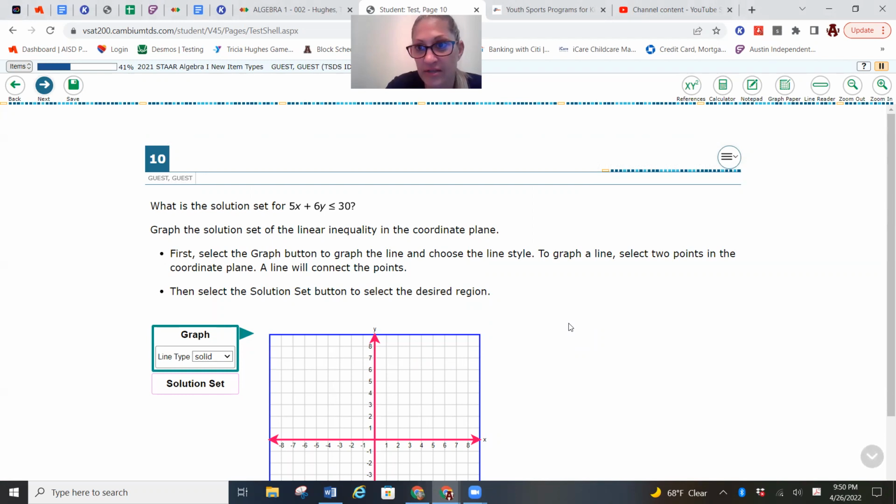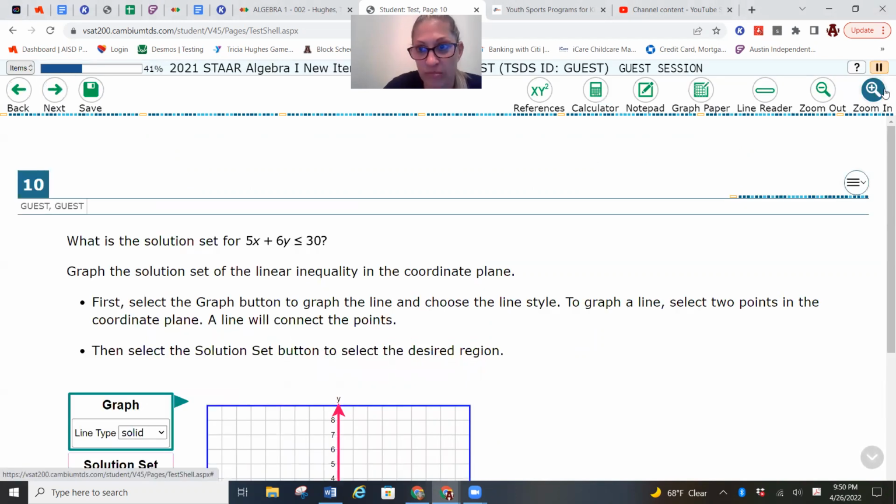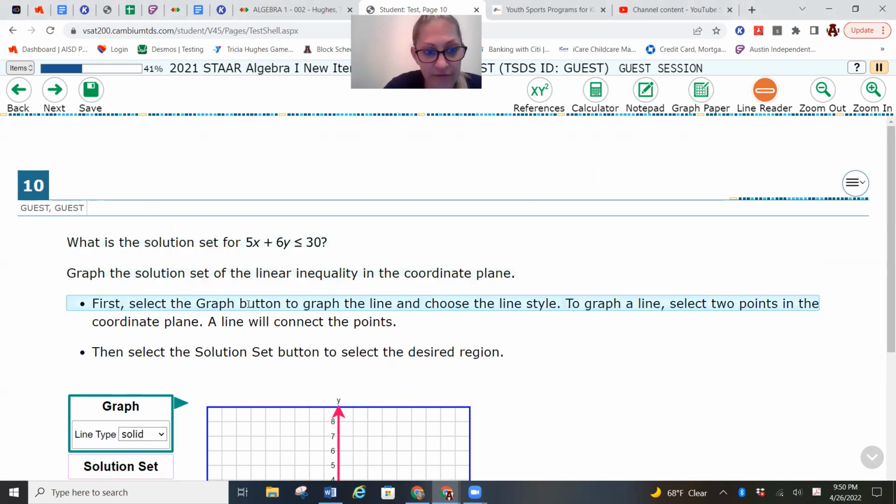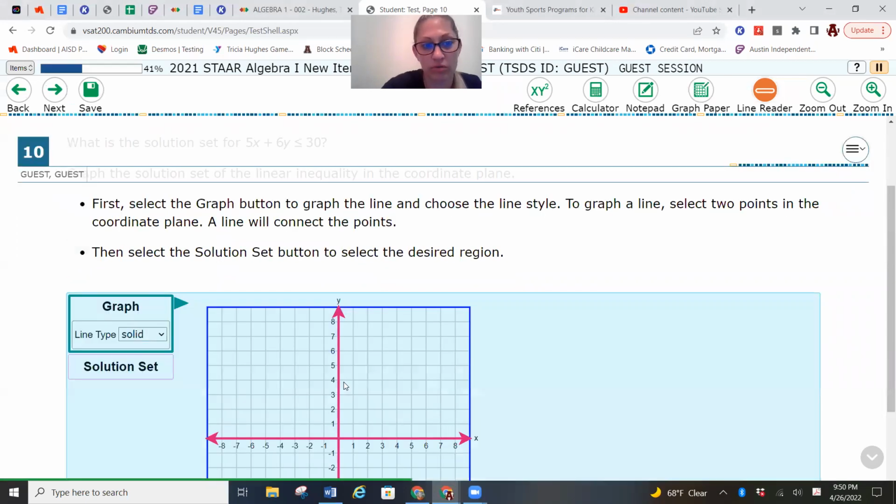This question says, let's get the line reader. So come over here and select, I can even zoom in. I can select line reader. What's the solution? Graph the solution set. First, select the graph button. Choose your line style. Well, this inequality is an equal. Equal means it better be solid. So what I'm going to do is turn off the line reader.